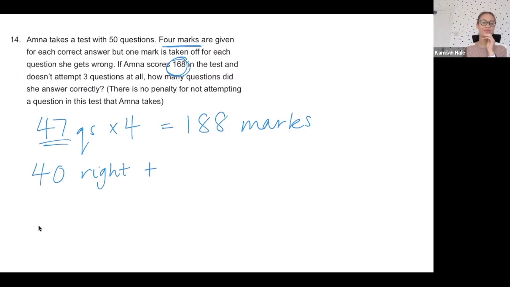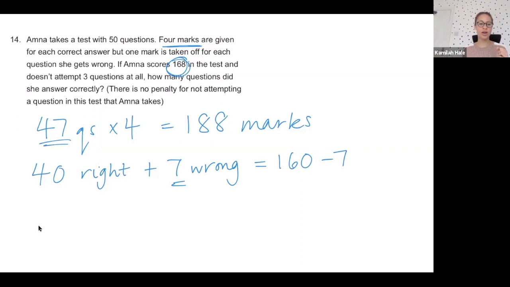Not 10? 7, yep. Remember, she's not penalized for the ones that she didn't answer. So the wrong ones are only 7. Okay, so 40 right, she would get 40 times 4 marks for those, 160, and then she'd lose 1 mark for each of the wrong ones. So she'd get 160 minus 7. Now, I can work that out, it's 153, but we already know 160 is going to be too low. But it gives us some idea. So she got somewhere between 40 and 47 questions right.